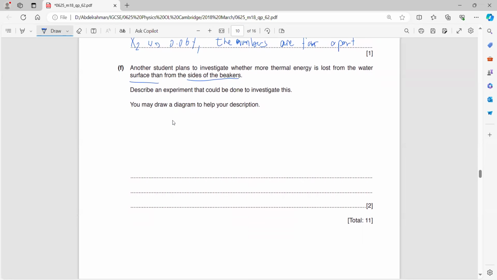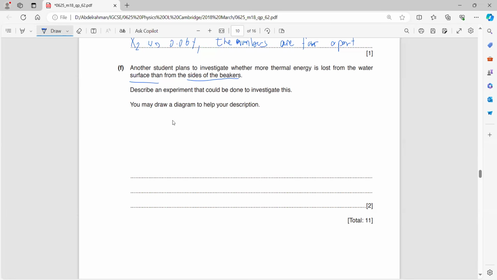Very simply, all they need to do is conduct two experiments, to test whether the surface of the water will lose more energy or the sides of the beaker will lose more energy. So what are the two experiments? One of the experiments is to simply add a lid. And the other experiment would be simply to add an insulator to the beaker, to wrap the beaker with an insulator.